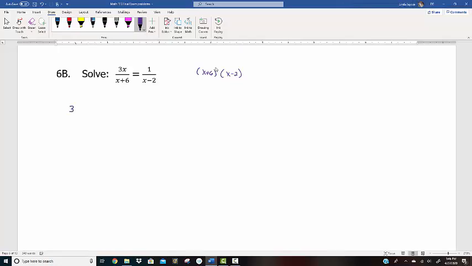So you can see 3x over x plus 6. Well, it doesn't have an x minus 2, so we're going to multiply the bottom times that. So this would be multiplied together. Okay, then we don't want to actually FOIL it out. We want to leave the bottom in factored form, but then when you do the bottom, you also have to do the top.